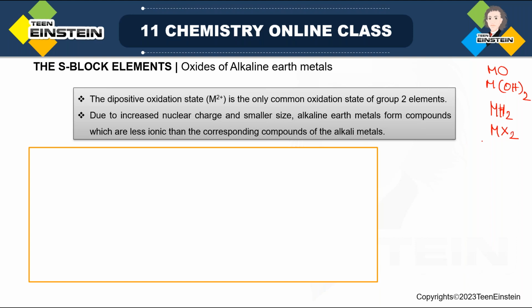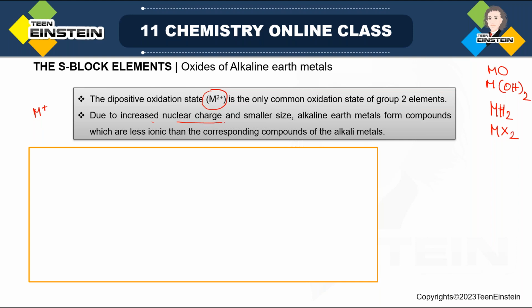Now before going to the discussion, if we simply compare with group 1, here we have a di-positive ion, unlike group 1 where we have seen monopositive ions, Na+, K+. So the difference is that the only common oxidation state for group 2 is 2+.